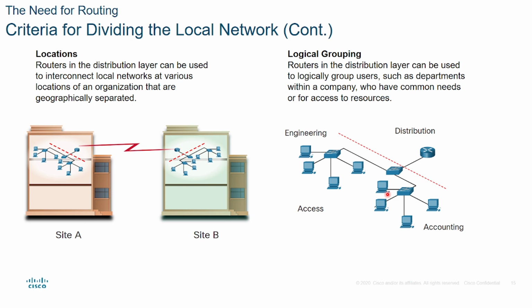Now, when a company has different buildings, routers in the distribution layer can be used to interconnect local networks to specific locations of an organization that are geographically separated. Just like what I was explaining before, when we wanted to connect the public to your network. So now in this case, you're connecting two different buildings to the same network. So what connects the buildings are the routers, not the switches.